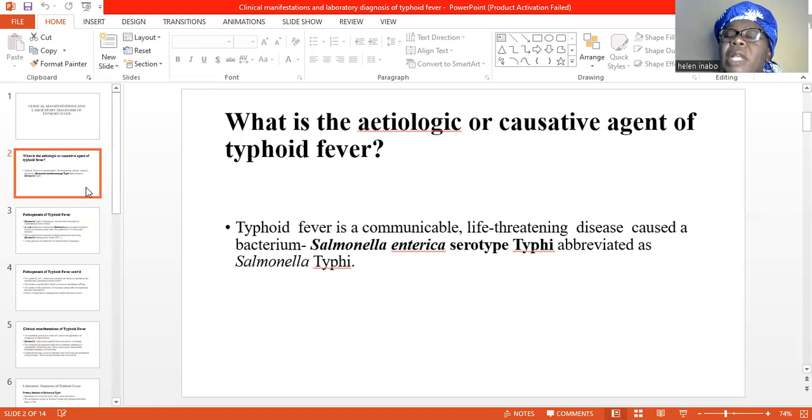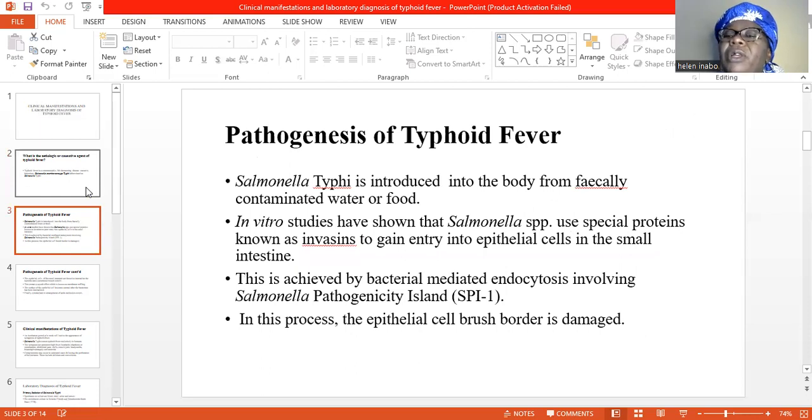And we'll look at the pathogenesis of typhoid fever. Pathogenesis, that is the disease process. Salmonella typhi is known to infect humans exclusively. So it's introduced into the body from fecally contaminated water or food. So when this bacterium gets into the small intestine, it has to find its way of beginning the process of infecting the epithelial cells, as well as establishing itself, establishing infection and causing disease.